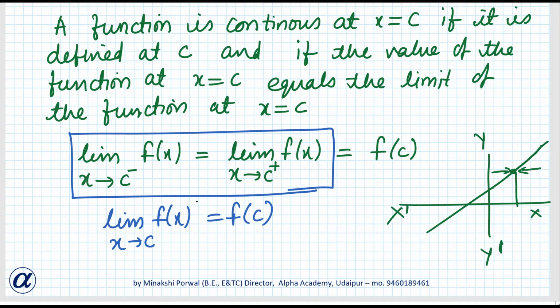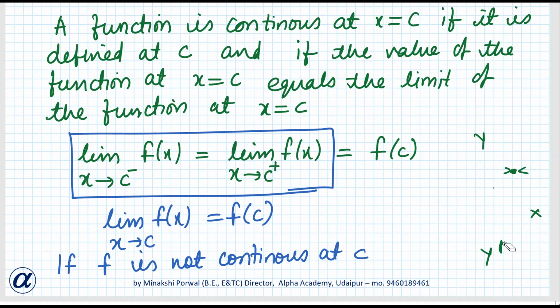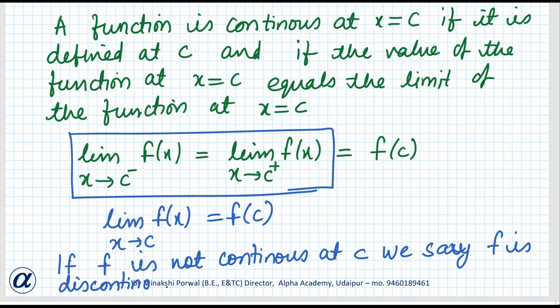Now, next, if f is not continuous at c, we say f is discontinuous at c, and c is called the point of discontinuity.